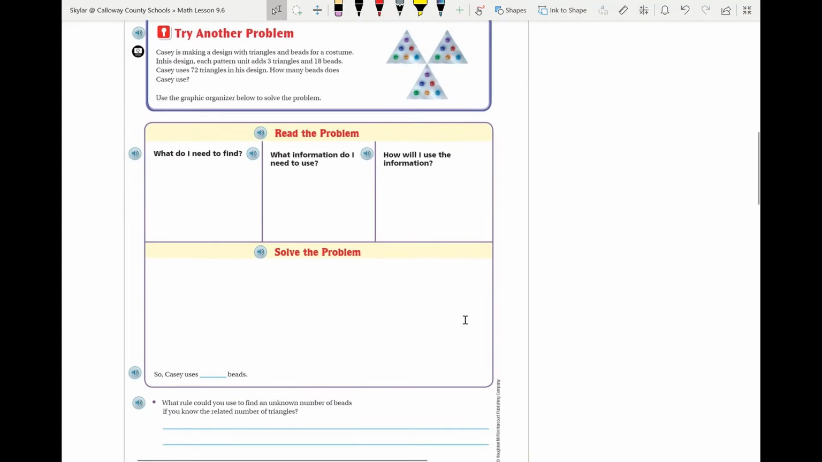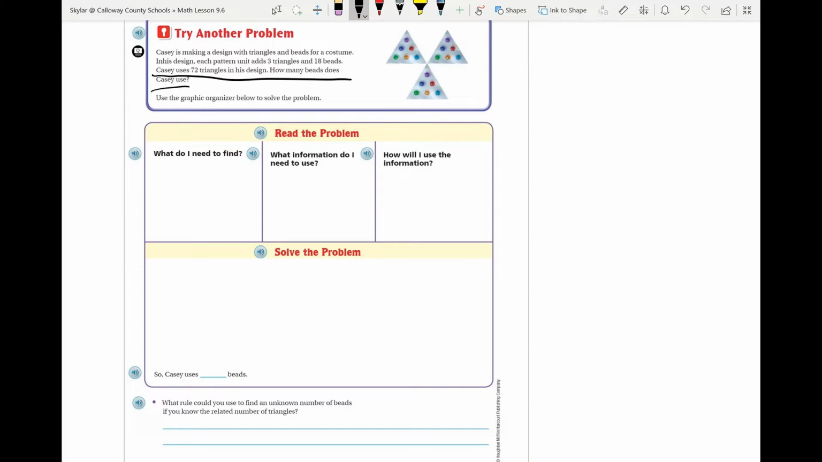So we are going to have to be able to answer these also without our charts. And that's pretty easy to do because all you have to do is find the rule. We can actually make a chart by ourselves here. So let's read this problem and I'll show you how. Casey is making a design with triangles and beads for a costume. In his design, each pattern unit adds 3 triangles and 18 beads. If he uses 72 triangles, how many beads will he use? So, what are we trying to find? If he uses 72 triangles, how many beads will he use?